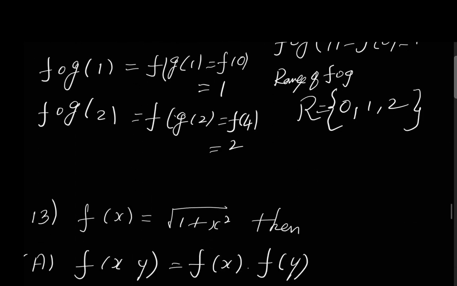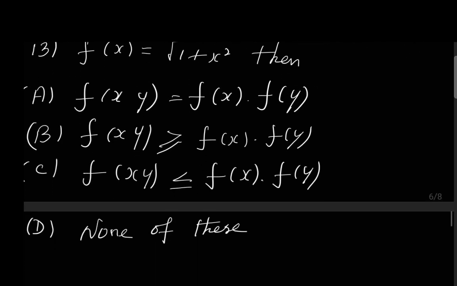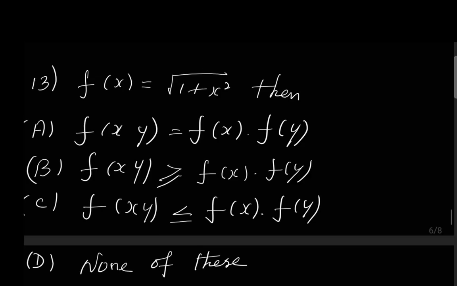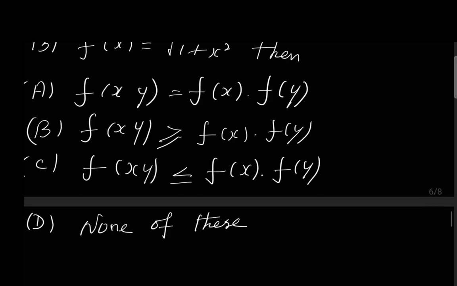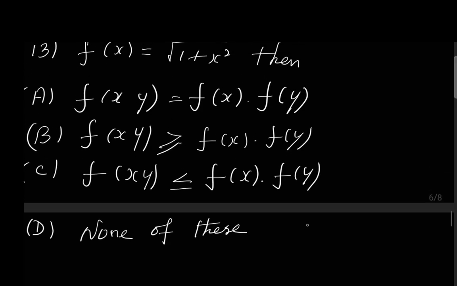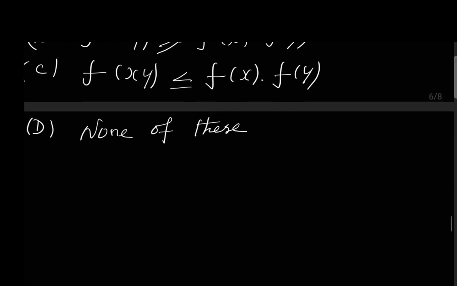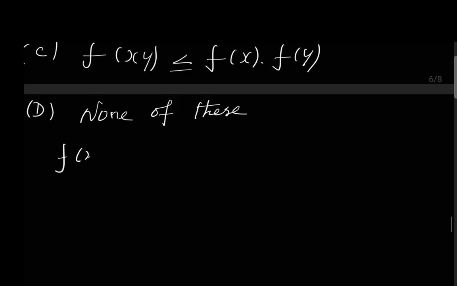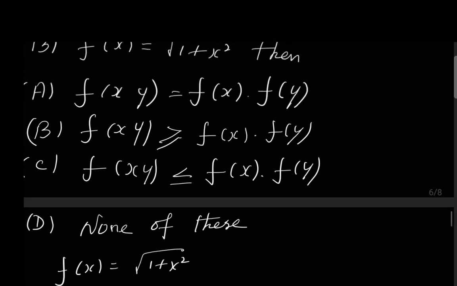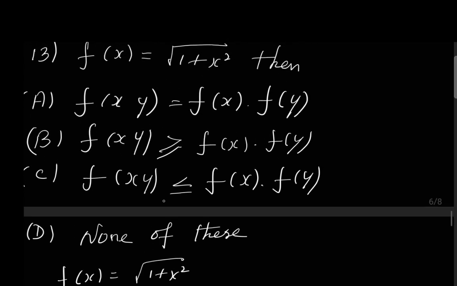See question number 13. F of x is given as root of 1 plus x squared. Then f of xy is f of x dot f of y. F of xy is greater than or equal to f of x dot f of y. F of xy is less than or equal to f of x dot f of y. So given f of x is equal to root of 1 plus x squared. We have to consider all that f of xy.